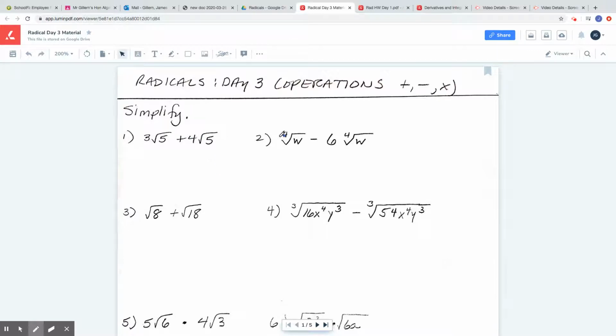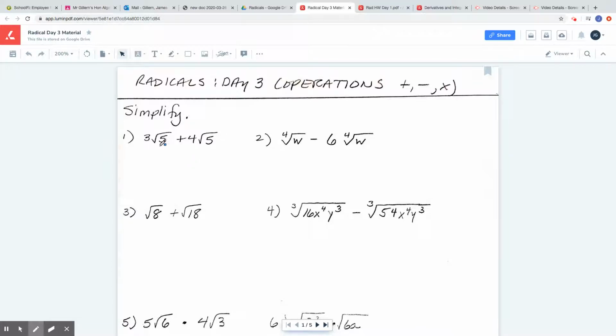Just like with adding, if you do 2x and 3x, it's 5x. But you can't add 2x and 2y because x's and y's are different. With multiplication, though, it doesn't really make a difference. They do not have to be the same thing underneath the radical. You're just going to do outsides to outsides, insides to insides. So let's start here with some addition and subtraction.